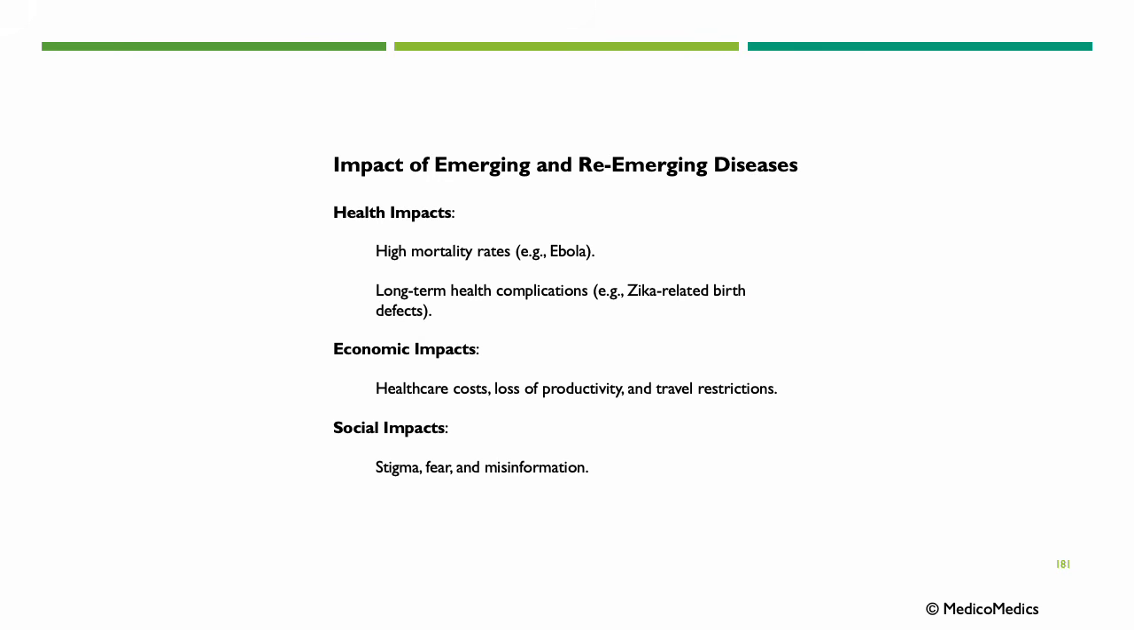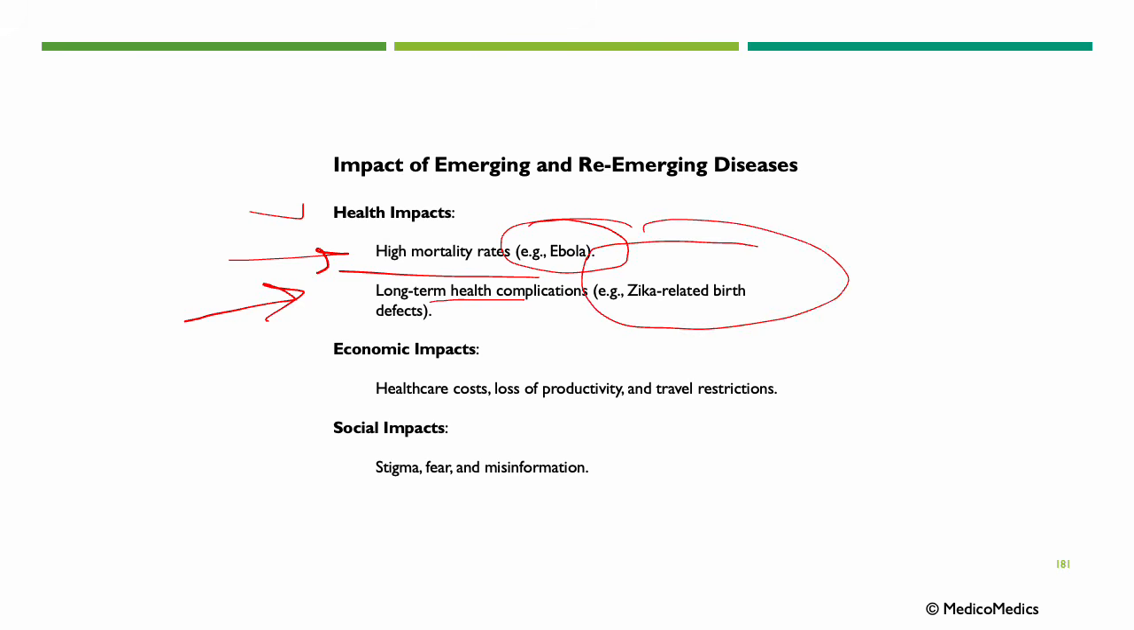The impact of emerging and re-emerging diseases. So health impact, we have high mortality rates in, for example, Ebola. Long-term health complications like Zika virus and its relation to birth defects. The economic impact, so we have healthcare costs, loss of productivity and travel restrictions. Some social impacts, we develop stigmas, fear, and misinformation.